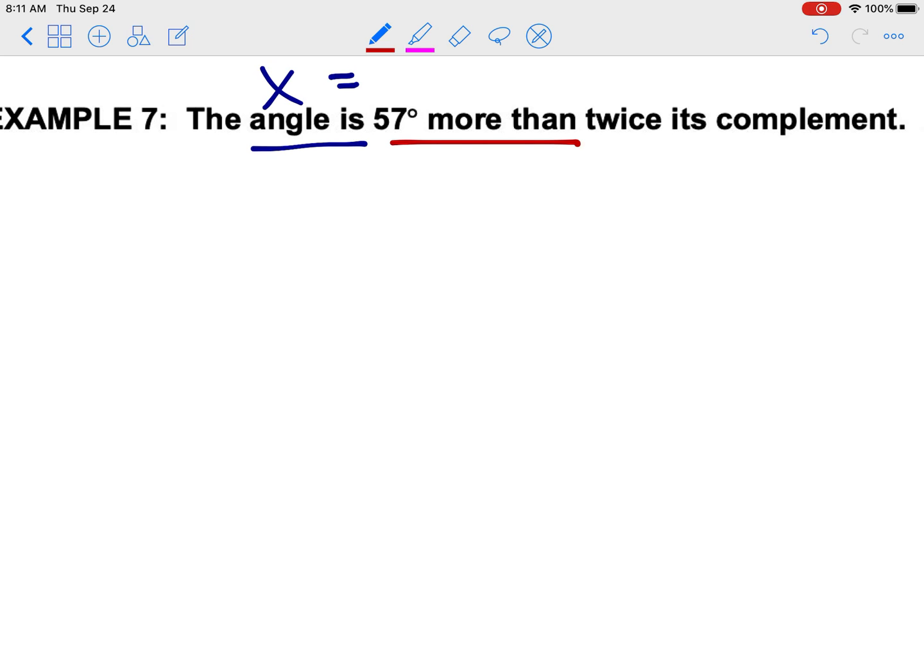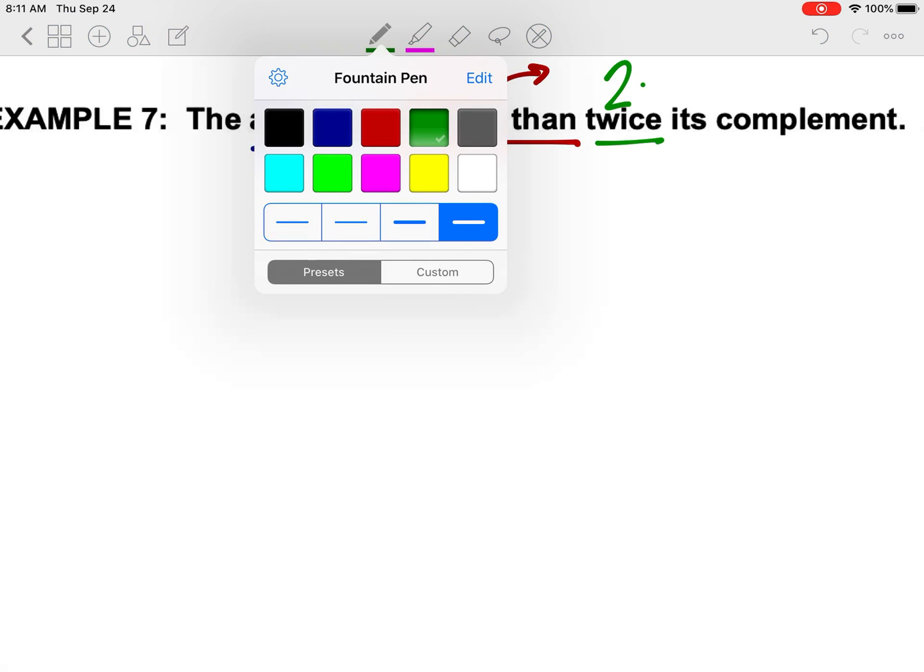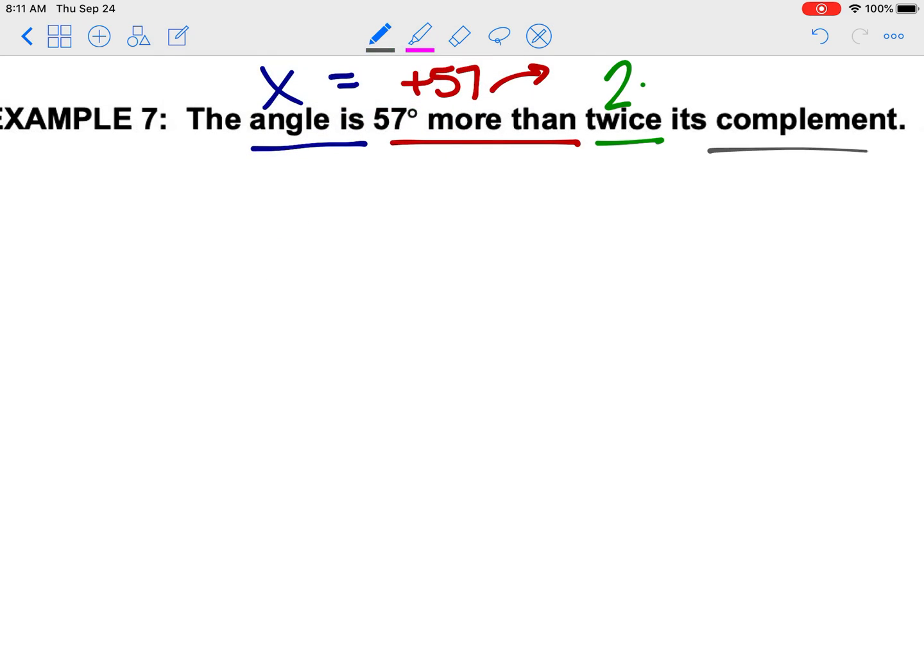And so if you have the word than added to it, that means stick that at the back. So put it at the end. You're going to do something and then add 57. So I'm going to represent that as plus 57 with a little arrow to remind myself. It's got to go at the back. Then I know that twice means 2 times something. And complement, we know, deals with 90.